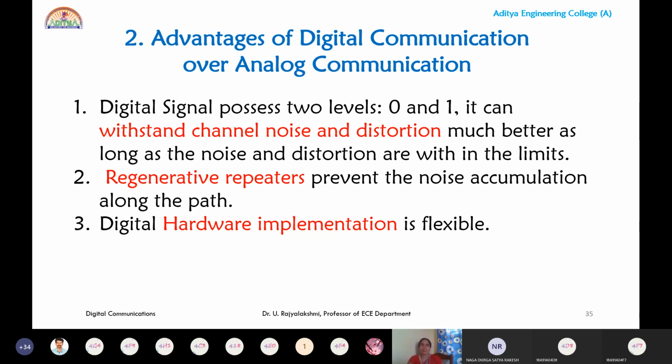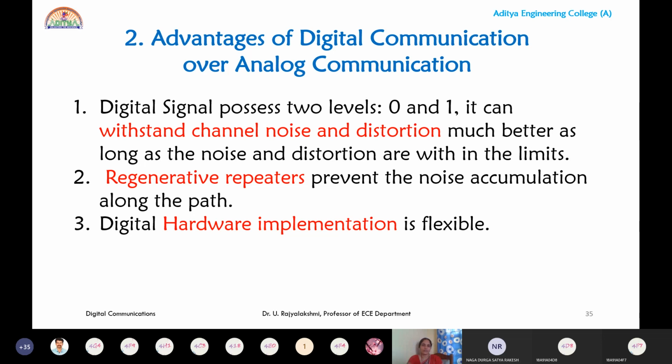Noise may get added at the amplitude axis. But once it is transmitted through the channel, because we have multiple regenerative repeaters throughout the channel path, these regenerative repeaters will consider a threshold value. That threshold value is a predefined one. How do you define it? Based on the input signal magnitude. For example, if the input signal magnitude is plus or minus 5 volts, the predefined threshold is also plus or minus 5 volts.